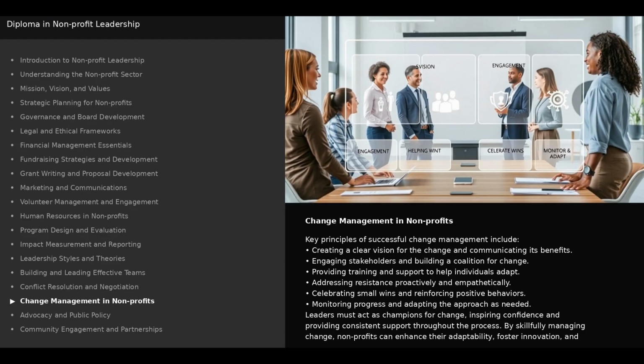Leaders must act as champions for change, inspiring confidence and providing consistent support throughout the process. By skillfully managing change, nonprofits can enhance their adaptability, foster innovation, and strengthen their capacity to achieve their mission in an ever-evolving landscape. It is about transforming challenges into opportunities for growth.